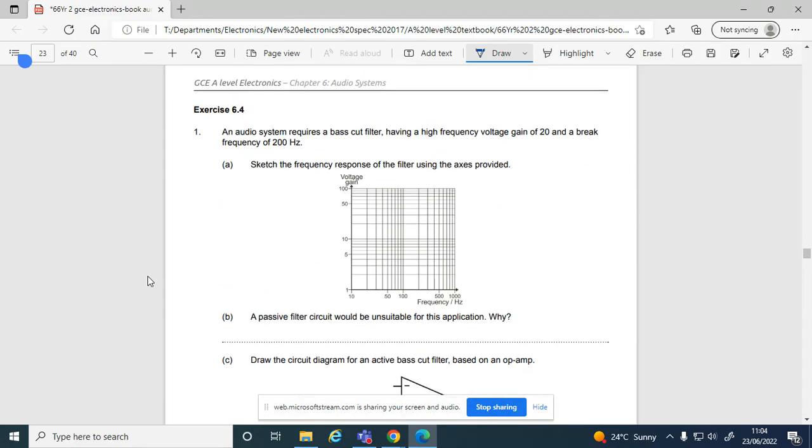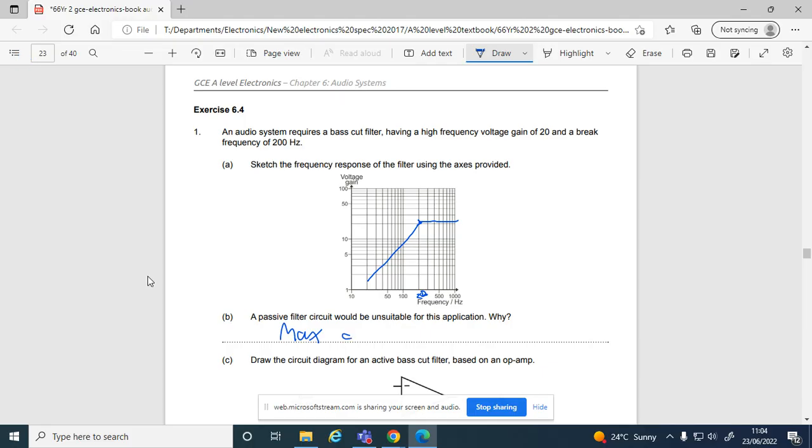6.4. So this one is basically giving us a bass cut, voltage gain of 20, break frequency of 200. There's 100 hertz. There's 200 hertz there. Look, 200 is there. Gain of 20 is there, and it's a bass cut. There you go.